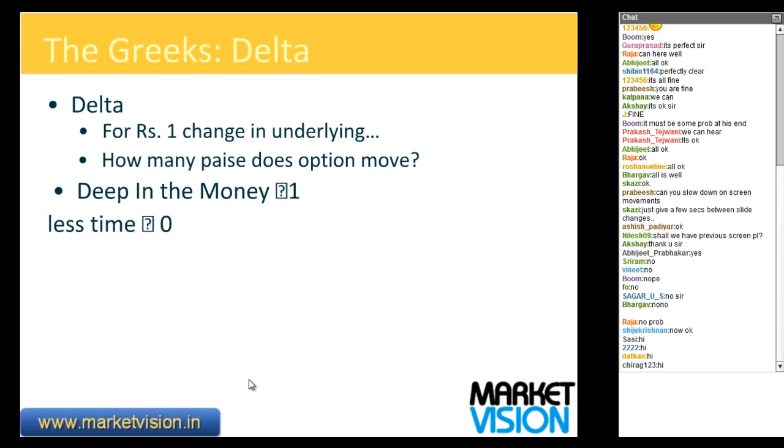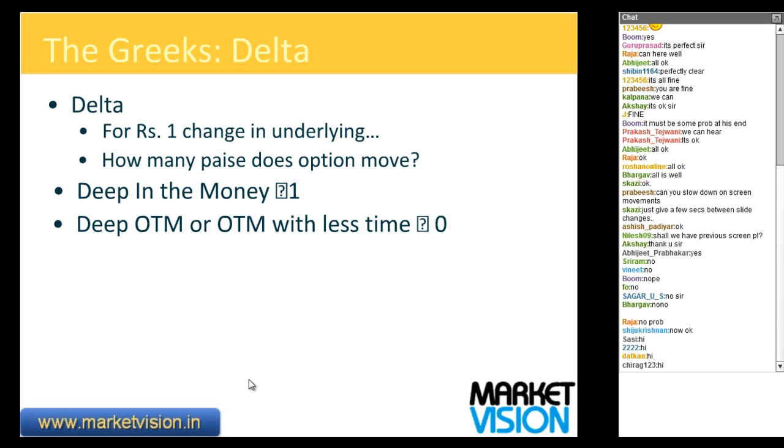Deep out of the money or OTM option, or an OTM option where the expiry is just tomorrow, the delta of that might actually be 0. In the sense, a small change in Reliance from 880 to 881, the 1000 rupee call option may not change much at all.